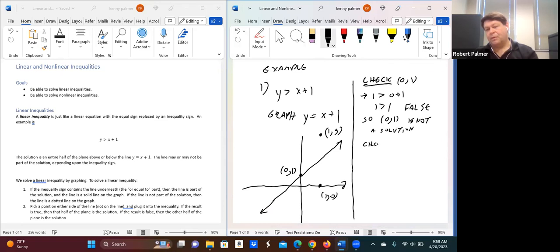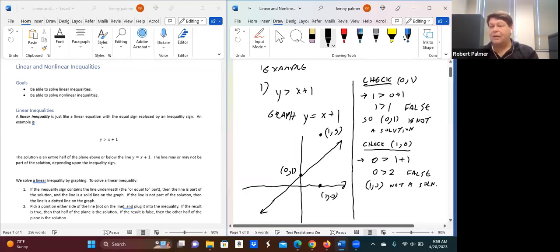It doesn't matter which one. I'll just check (1, 0) first. So we do the same thing. I want to plug in the point (1, 0) and see what happens. This time y is 0, greater than x, which is 1, plus 1. So this time we get 0 is greater than 2, which is also a false statement. So once again, this tells us the point (1, 0) is not a solution.